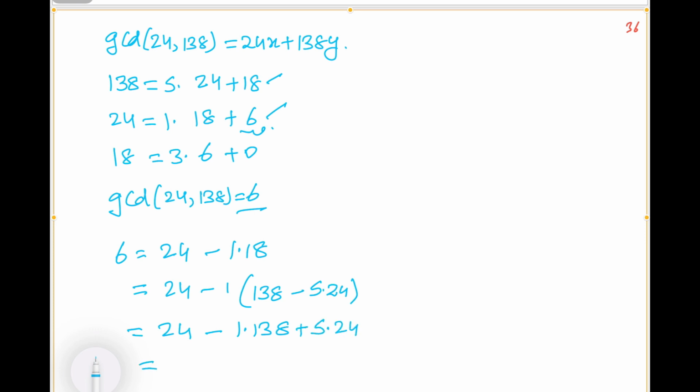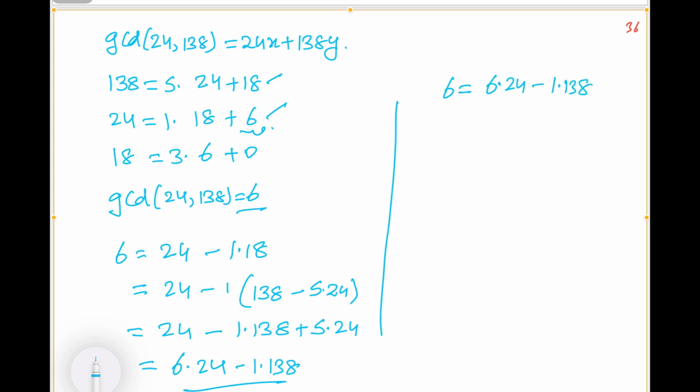So combining the coefficient of 24, that is 6 times 24, minus 1 times 138. So we get GCD equals 6 into 24, minus 1 into 138. So comparing with the given equation, x is 6, y is minus 1.